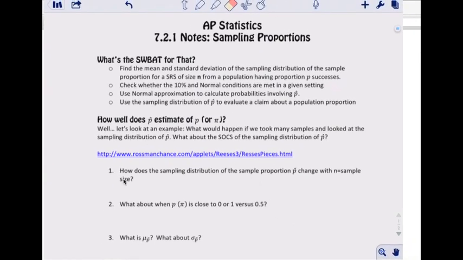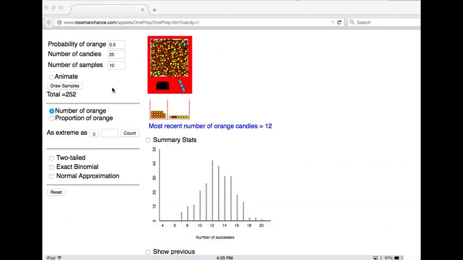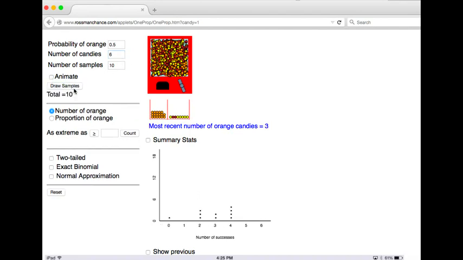Okay. So the first question asks, how does the sampling distribution of the sample proportion p hat change with the sample size? We haven't actually looked at the difference in sample sizes yet, so let's do that. I'm going to drag that down for a second. Now let's look at if my sample size is a little bit smaller. So say I take out 6 candies. So we'd expect 3 oranges every time. So let's start over and draw 10 samples.